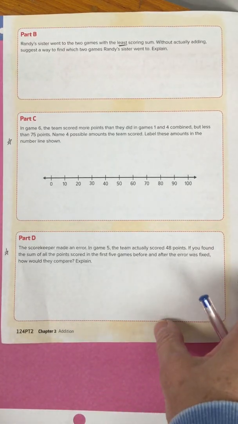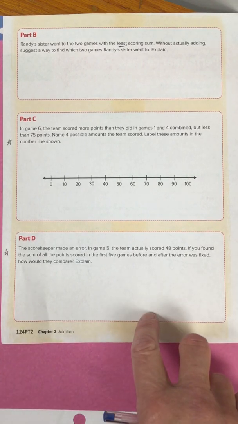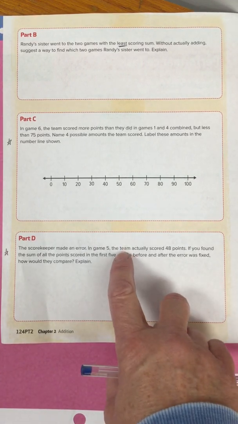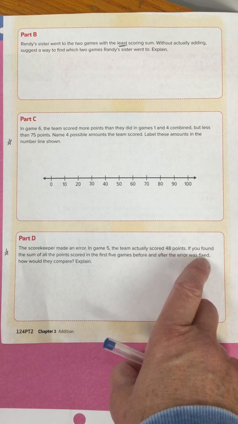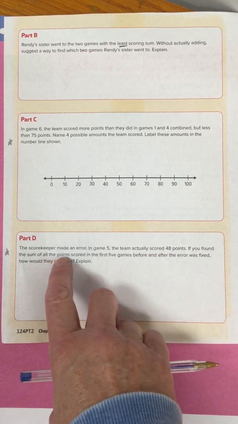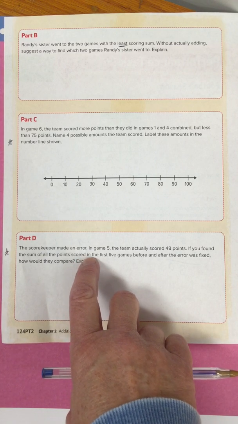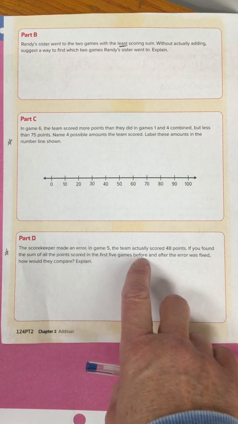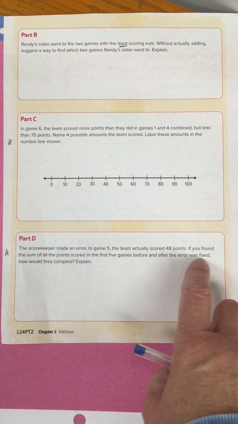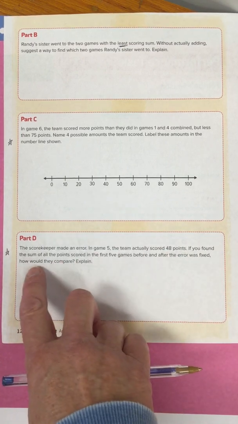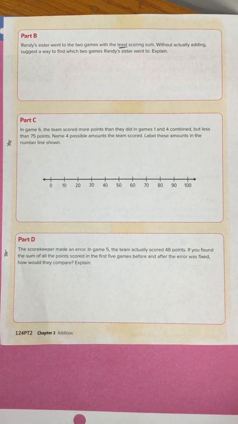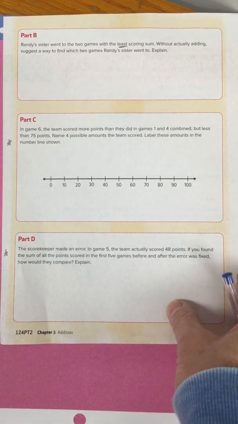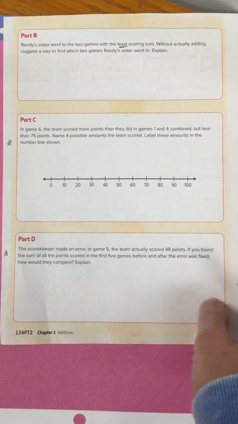And then the last one, the scorekeeper made an error. In game 5, the team actually scored 48 points. If you find the sum of all the points scored in the first 5 games before and after the error was fixed, how would they compare? Ooh, we've got to do some adding on that one too and compare the two numbers. All right, that's all for now.